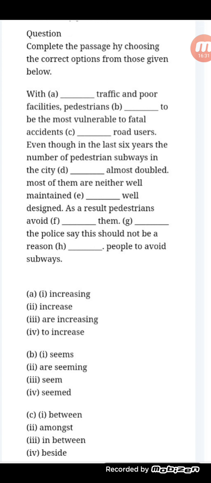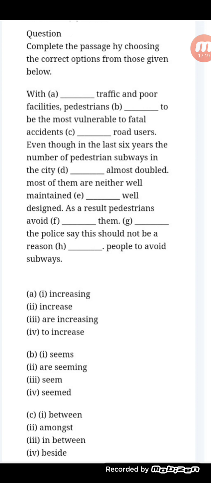So let us read the passage given with the blanks. With dash traffic and poor facilities, pedestrians dash to be the most vulnerable to fatal accidents dash road users. Even though in the last 6 years the number of pedestrian subways in the city dash almost doubled, most of them are neither well maintained dash well designed. As a result, pedestrians avoid dash them dash the police say this should not be a reason dash people to avoid subways.